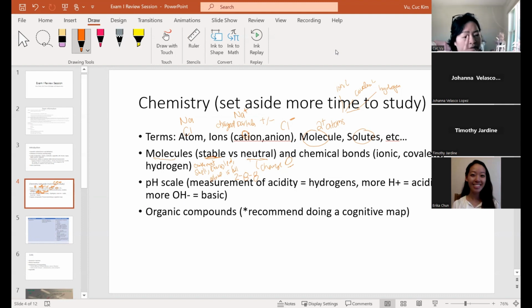So if it only has one energy level, to be stable it's got to have two electrons. If it has two energy levels, it needs eight. If it has three, it needs to have eight on that third one.